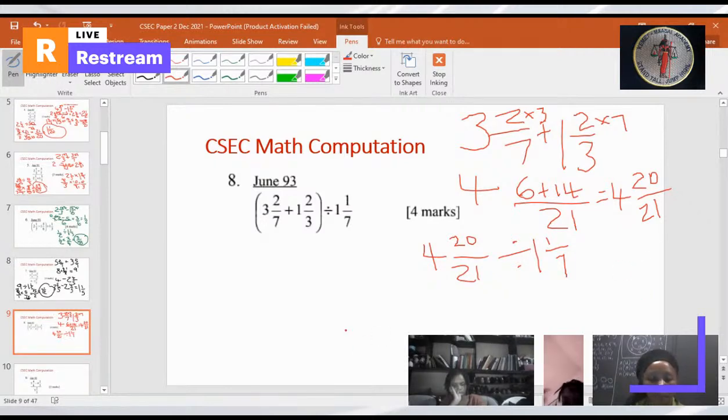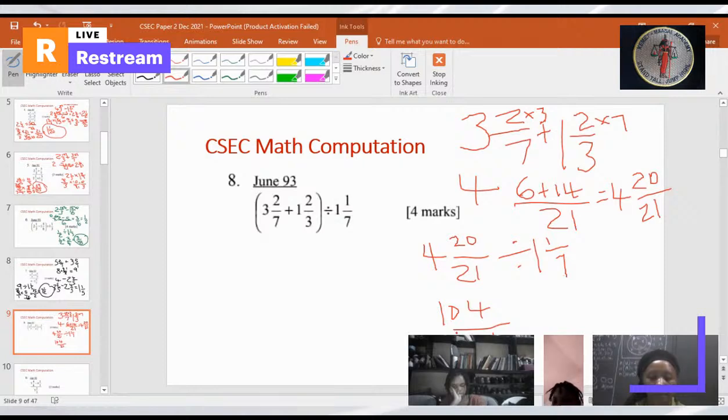First do the 21 multiplied by the whole number, which is 4. So 21 times 4 is 84. And then you'd add it to 20, which is 104. So 104 over 21.